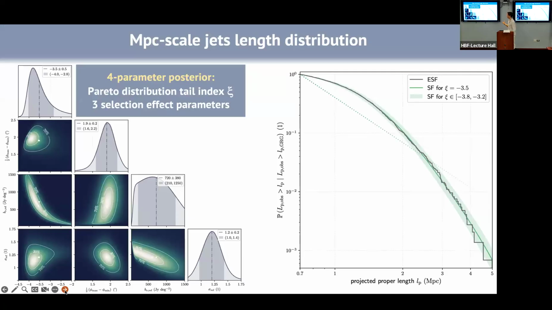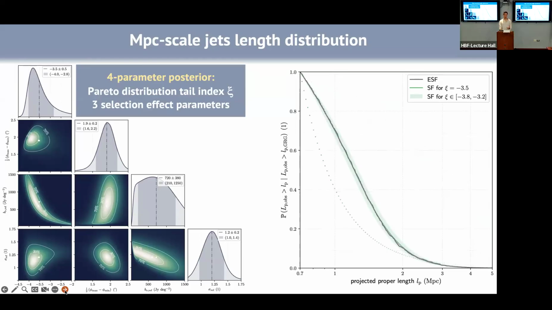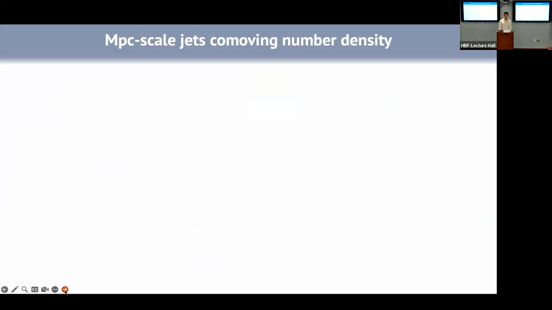So with that large sample of giant jets, we worked out a length distribution analysis where we also took into account observational selection effects. And we found that the distribution is best described by a power law with an index of minus 3.5. In this way, we also find some constraints on the selection effects, the dimming of the lobes as the lobes grow larger.